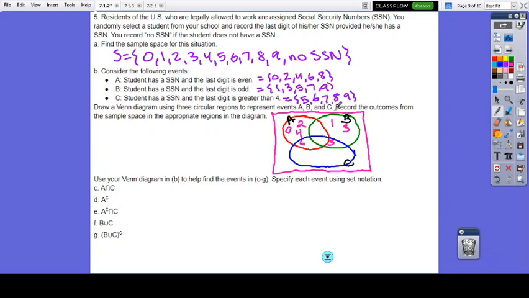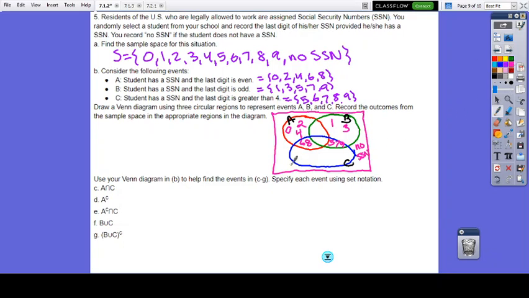7 is in B and C. So we have that one here as well. 8 is in A and C. So we have that here. And then 9 is in B and C. So that also goes in here. And then remember, we have that no SSN, which is going to be in none of these events. It's going to be out here. So no SSN goes in the sample space.